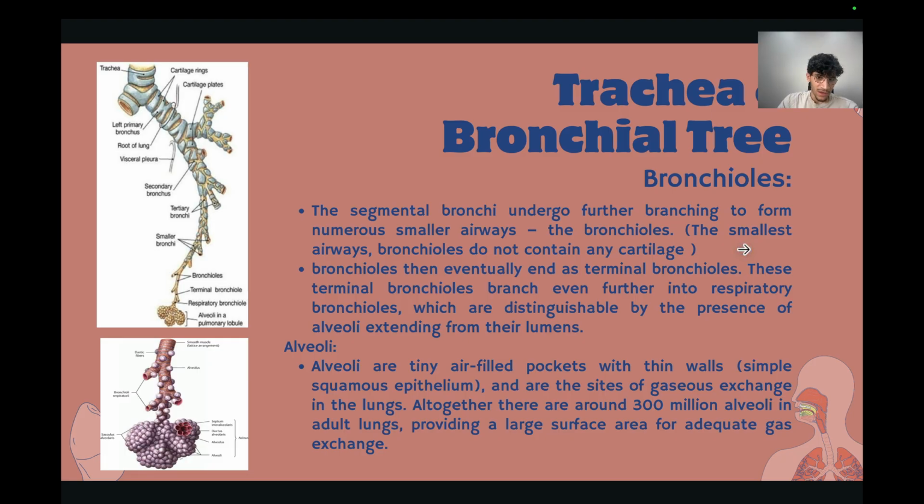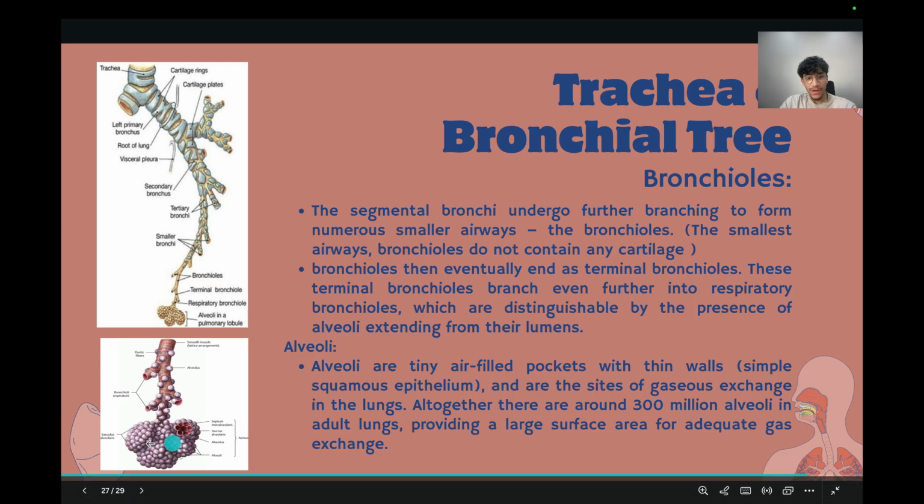Onto the bronchioles and alveoli. Now, segmental bronchi undergo further branching to form numerous smaller airways called the bronchioles, and they're the smallest airways. They don't have any cartilage. And they eventually end as terminal bronchioles, and these bronchioles branch even further into respiratory bronchioles, which have alveoli extending from their lumens. Now, alveoli, right here, they are tiny air-filled pockets with thin walls. They are where gas exchange happens.